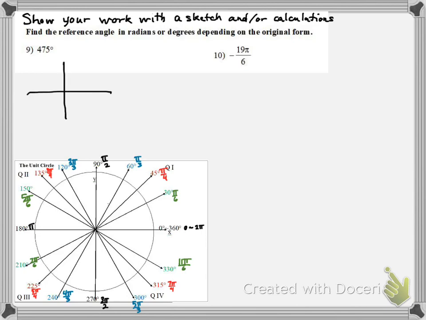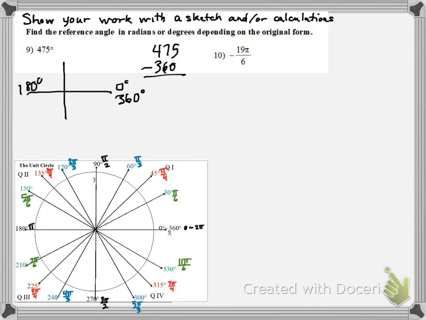A basic sketch: 0, 180 degrees, 360 degrees. Since the sketch is not required, who cares if you remember what degrees are on there? And I need to think about 475 degrees being bigger than 360. I need to get it down to something reasonable before I can figure this out. 475 degrees minus 360 degrees.